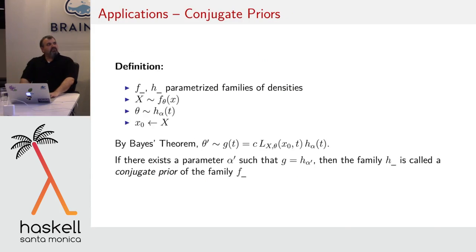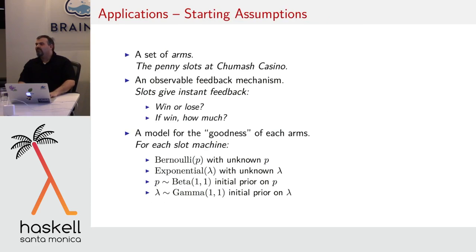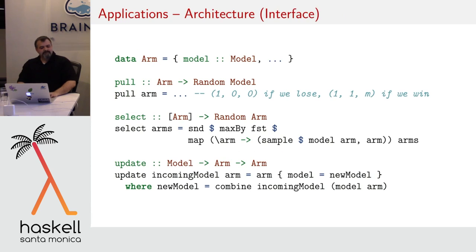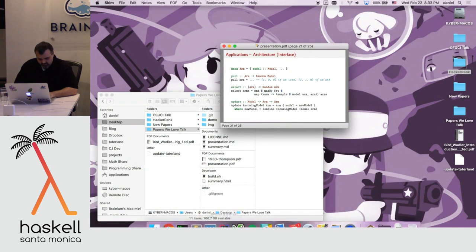Anything else? So how big are those? How many pairs of conjugate priors are there? Let's take a look. It's interesting. I like it.